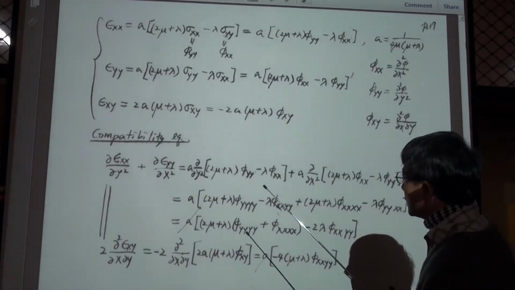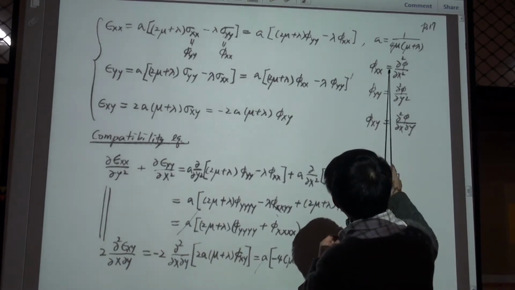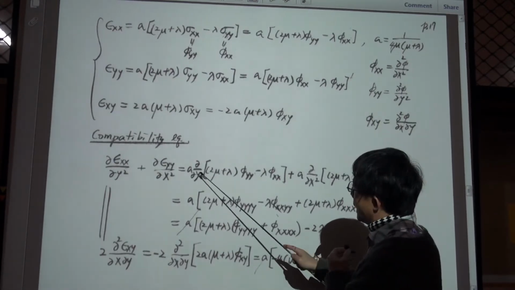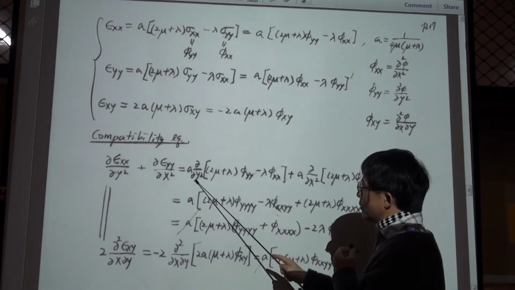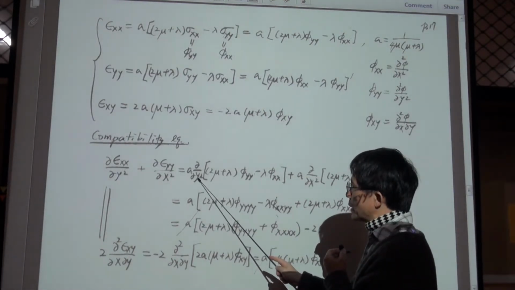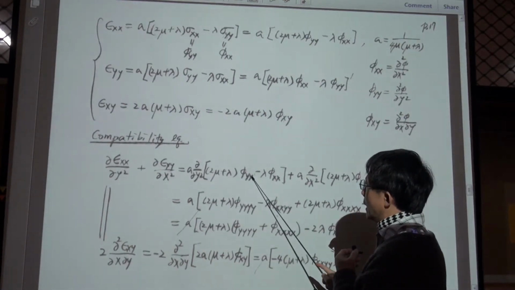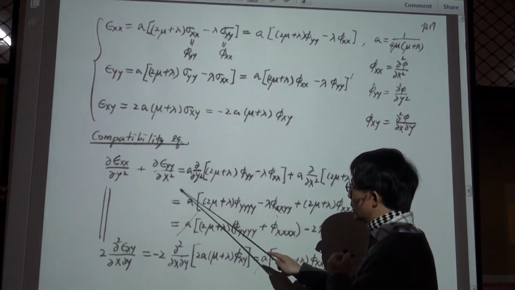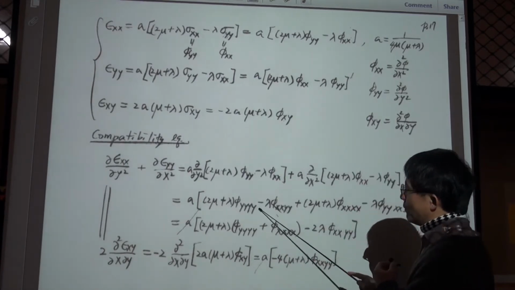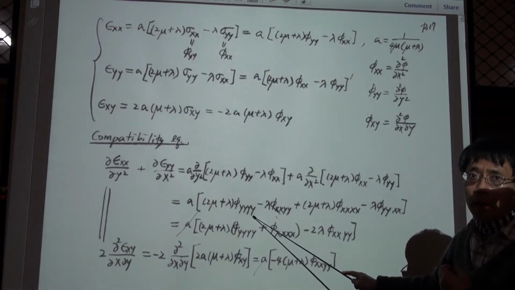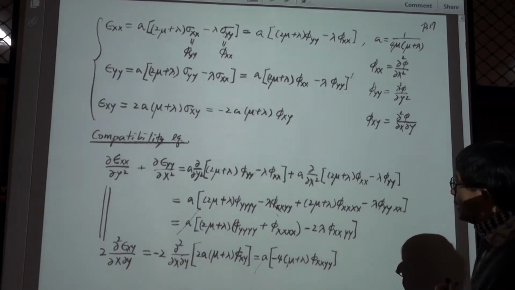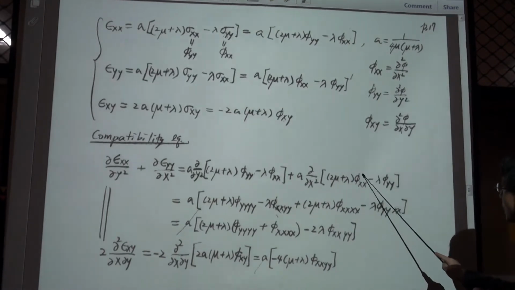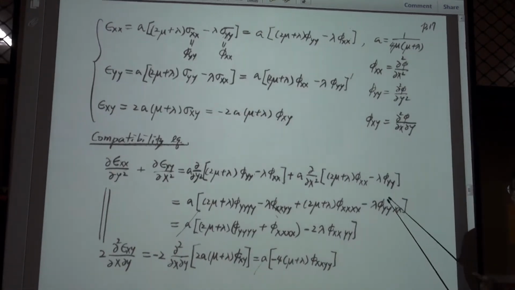Okay. Once we do this, we carry out the differentiation. Phi xx just equals this. Phi yy equals this. Phi xy equals this. Now this one means the differentiation with respect to y twice here. This is the differentiation with respect to y twice. So totally, this one and this one become the differentiation of y four times, okay? And then this one and this one will give us this. And this one and this one will give us this. And this one and this one will give us this.